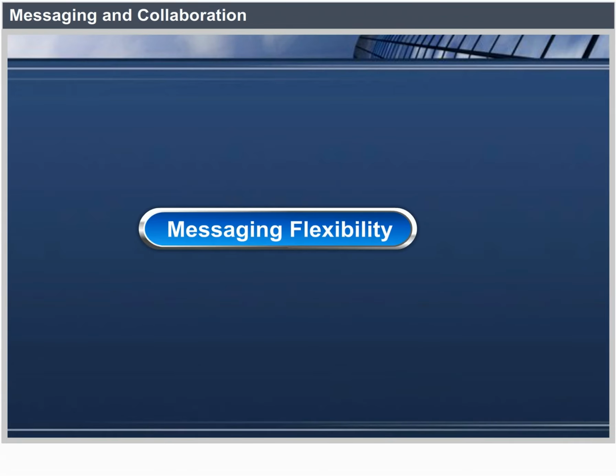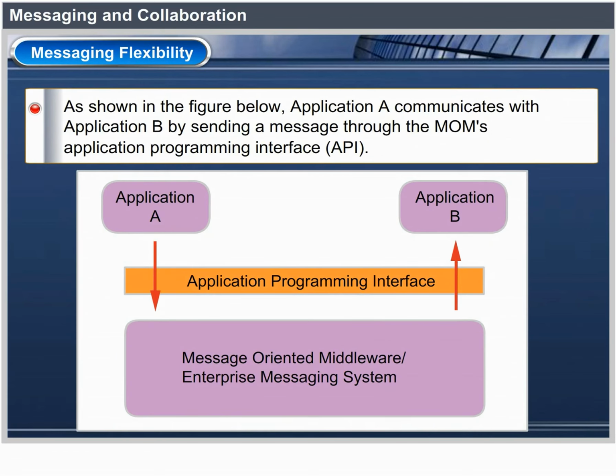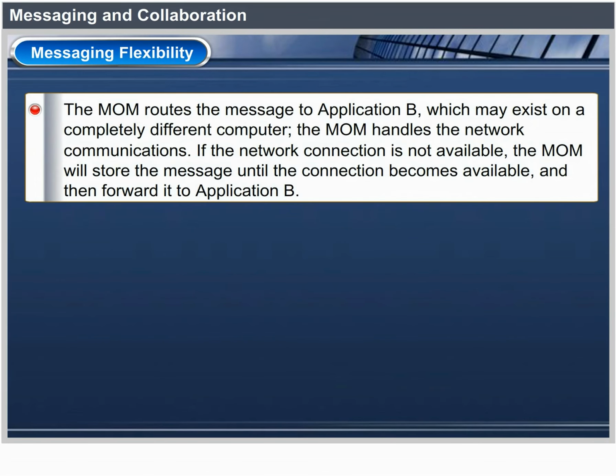Messaging flexibility. As shown in the figure below, Application A communicates with Application B by sending a message to the MOM's Application Programming Interface (API). The MOM routes the message to Application B, which may exist on a completely different computer. The MOM handles the network communications. If the network connection is not available, the MOM will store the message until the connection becomes available and then forward it to Application B.